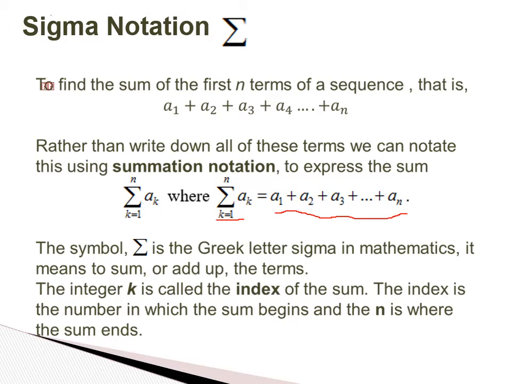This Greek symbol in mathematics means sum, or to add up the terms. The integer k is called the index. So there's a new vocabulary word there, and it's the index of the sum. The index is the number at which the sum begins, and the n is where the sum ends. So it's pretty well marked out with that information. So let's get to work and see how this looks in an example.